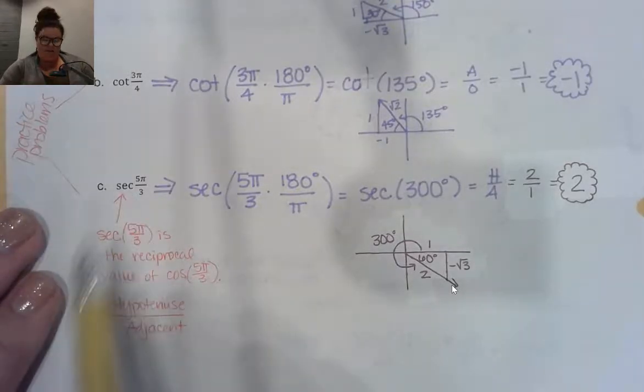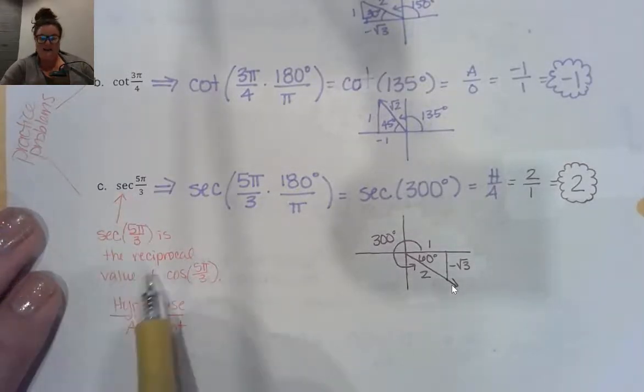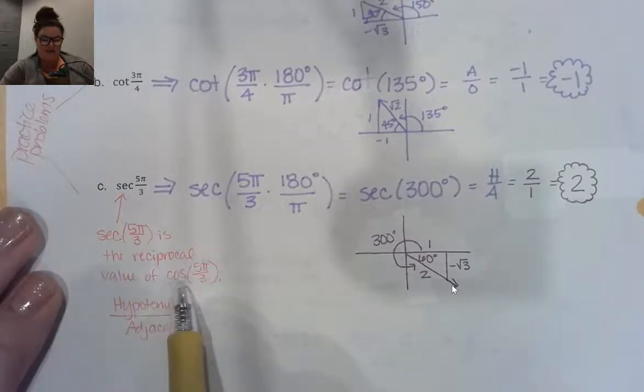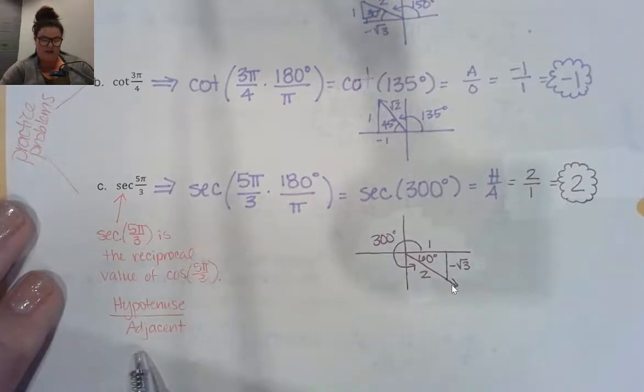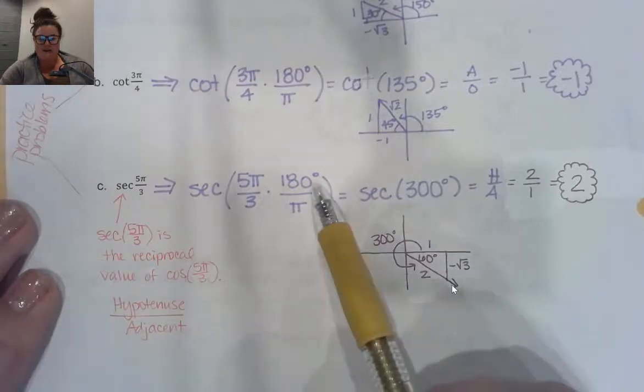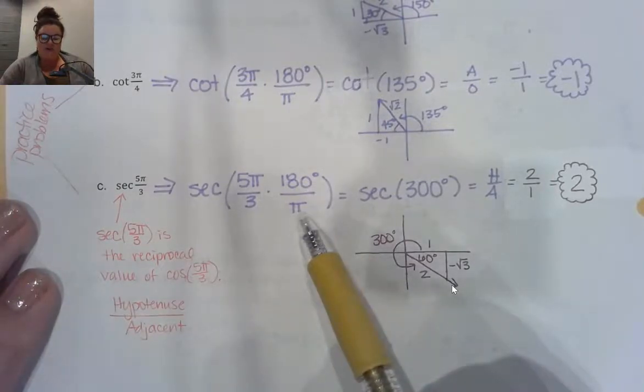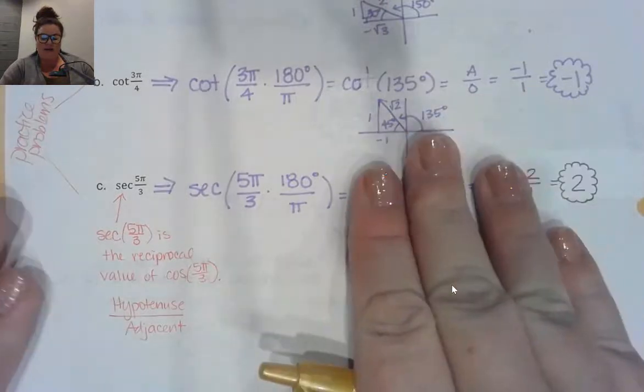We're going to do the same thing with secant. Okay, we can recall that secant is the reciprocal value of cosine. So we can either find the cosine and then flip it, or we can just flip the way that we solve for it, right? Cosine is adjacent over hypotenuse. So if we're looking for secant, we're going to do hypotenuse over adjacent. Now, before we can do any of that, we have to change this into a degree measure. So we're going to multiply by 180 degrees over pi.